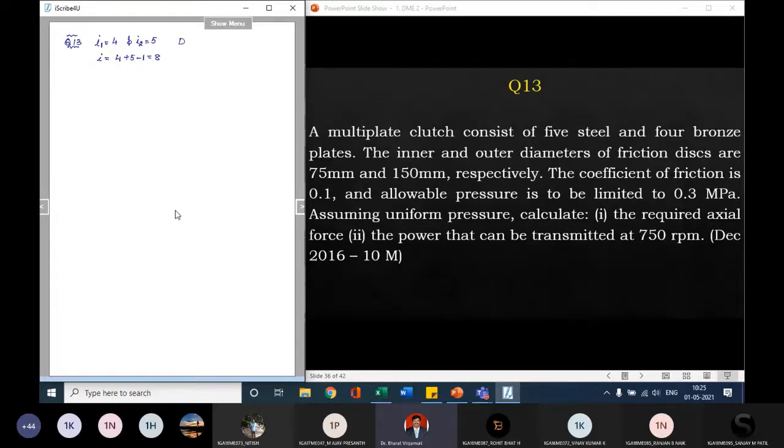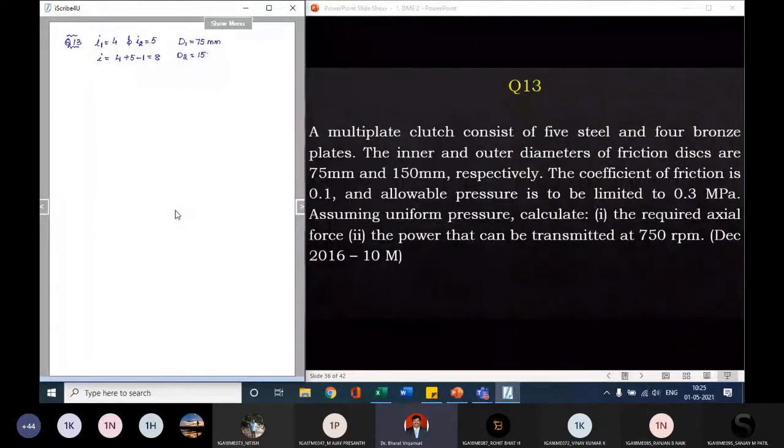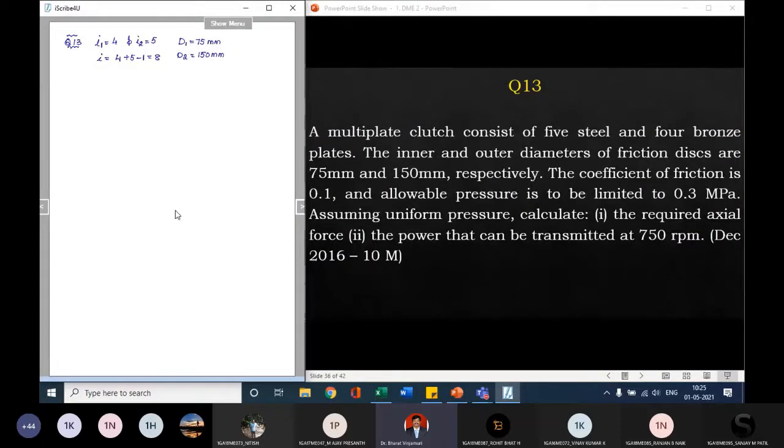D1 is 75 mm, D2 is 150 mm. The coefficient of friction is 0.1. Mu is equal to 0.1. And the allowable pressure to be limited is 0.3, P is equal to 0.3 megapascals. Assuming uniform pressure. Now try to remember, guys, this is the uniform pressure theory which we are going to work.